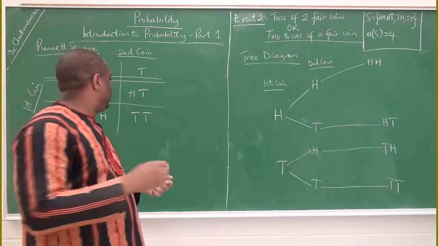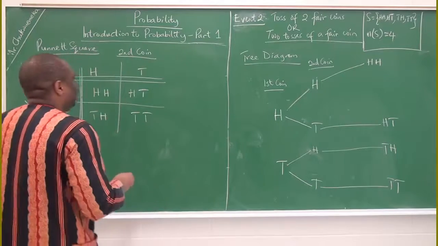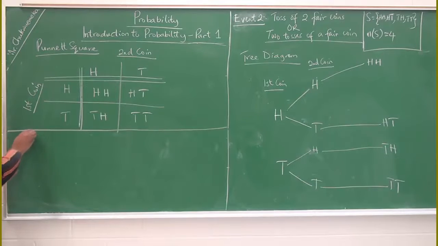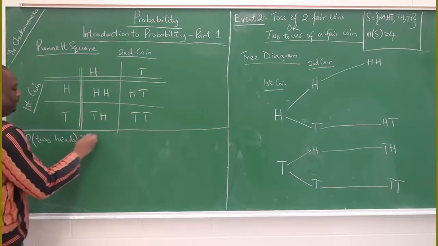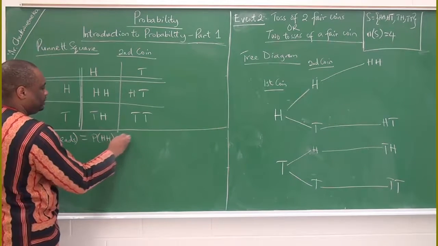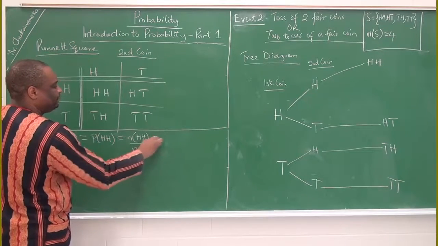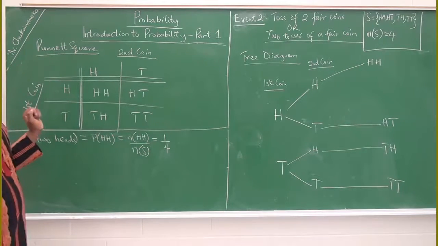Okay, now what if I ask you this? What is the probability of getting 2 heads? So this will be the probability of head, head, right? Which is the cardinality of head, head, how many head, head do we have, all over the cardinality of the sample space. So how many do we have? 1 over 4, or 25%. That's the probability of getting 2 heads.